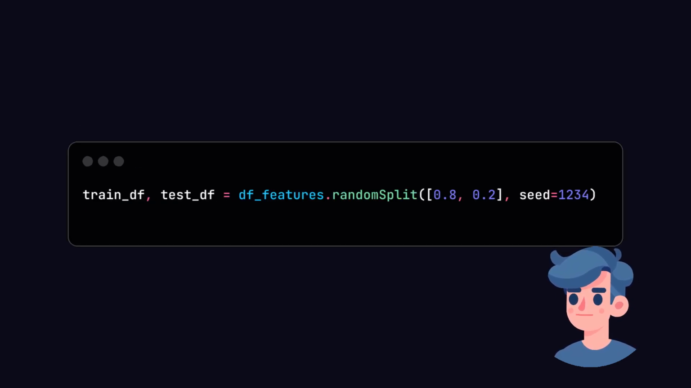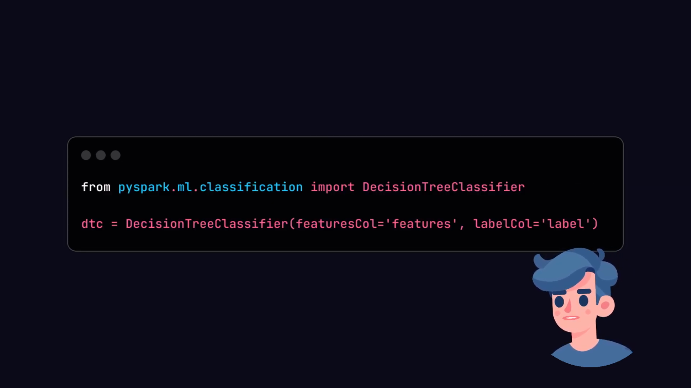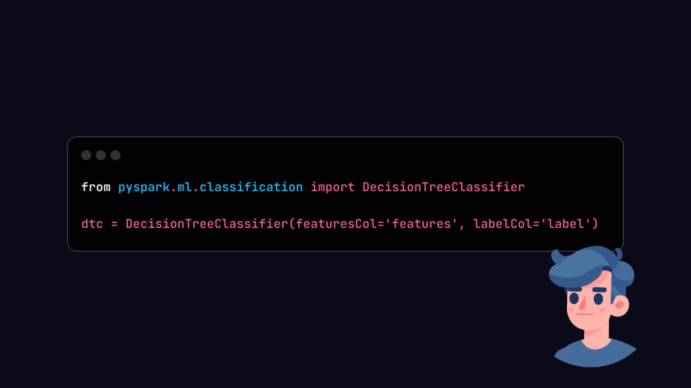Now it's time to split our data into training and testing datasets. This will help us evaluate our model's performance later. We'll use an 80-20 split. With our training and testing datasets ready, it's time to choose a machine learning algorithm for our predictive model. In this case, we will use the decision tree classifier. Let's import it and initialize our model.